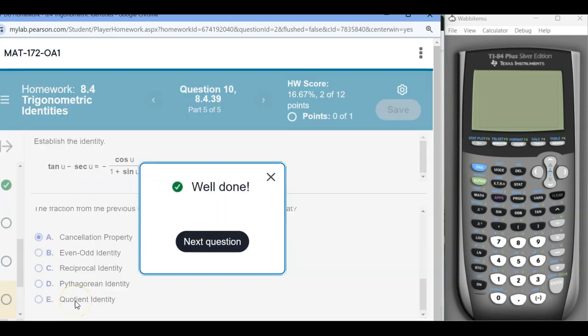So that is another identity. You just have to be careful when you get down here to the bottom, understanding the differences between all those 5 different identities or properties that are the reason why we're allowed to do a step in these types of problems.